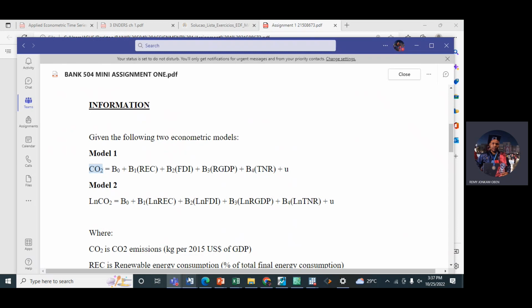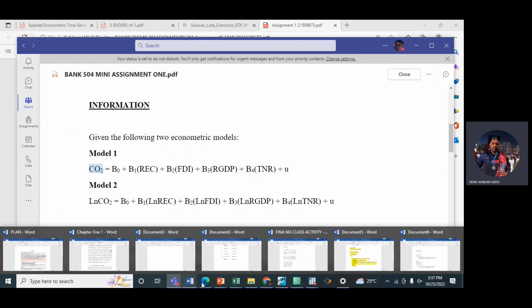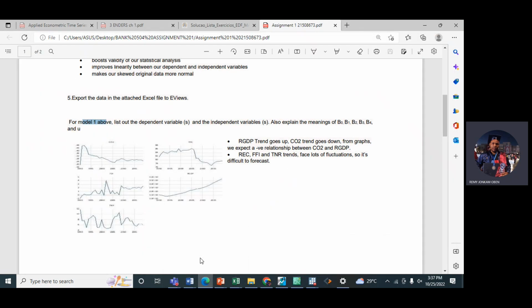Now I'm going to the graphs. Where is that PDF? I think here. Okay. So you see this is carbon dioxide. These things are blurred. This is REC. This is FDI. This is GDP. This is total natural resources. So our dependent variable is carbon dioxide. Look at what is happening to carbon dioxide. Of course, you see here it goes up, after that it comes down and so on.